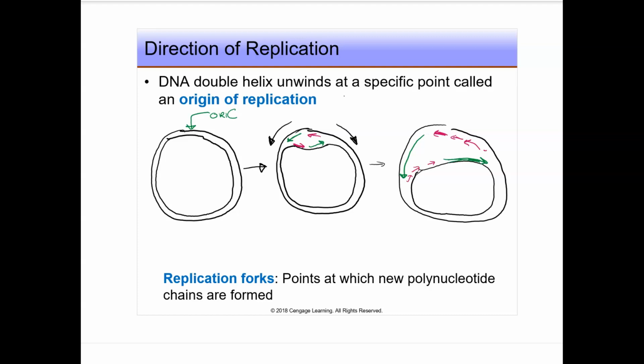Eventually, the entire circle gets copied, and you have two double-stranded circular pieces of DNA.